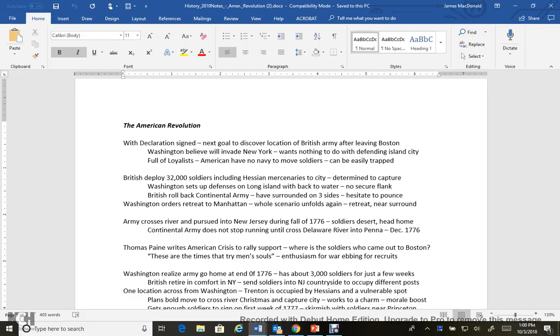So each of the states vote, and with 12 to 0 with 1 abstaining, it becomes what they call a unanimous declaration of the United States. So one of the first times we see that term being used, of course.